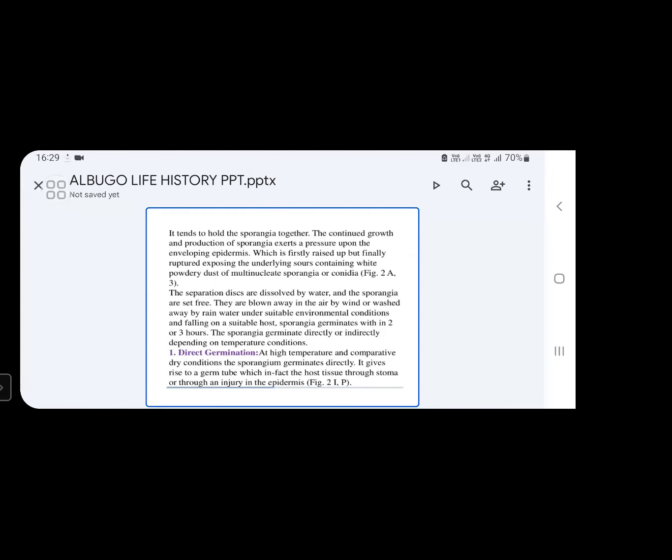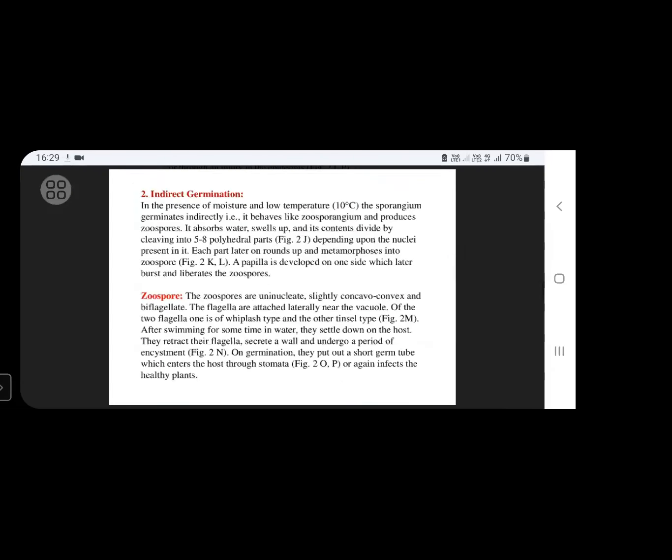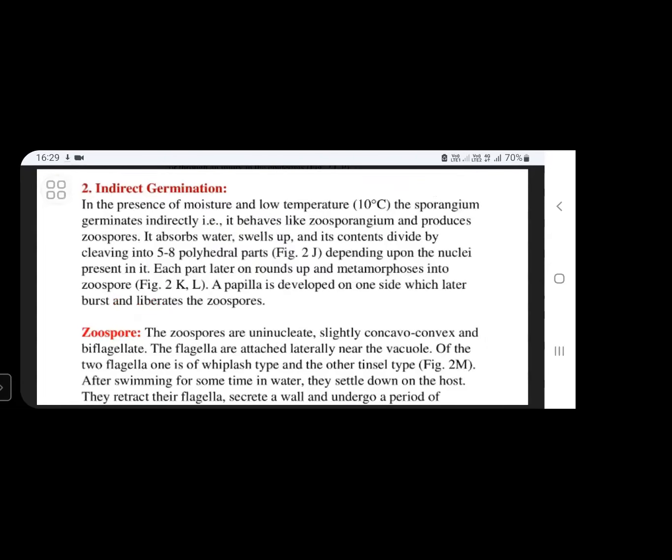Another type of germination also takes place in Albugo. That germination is called indirect germination. What is the second type of germination? That is indirect germination. It depends on the situation: whenever moist conditions are present and the temperature is very low. Low temperature means less than 15 degrees centigrade.